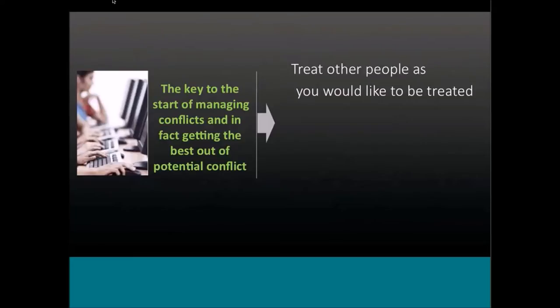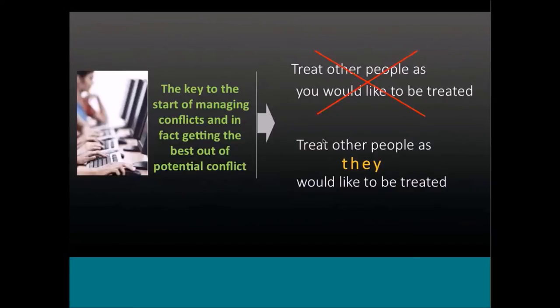Perfect. So can you change the sentence, all of you? Anyone of you try? Neha, that's lightning speed. Treat other people as they would like to be treated. Brilliant. Absolutely, thank you. Treat other people as they would like to be treated.